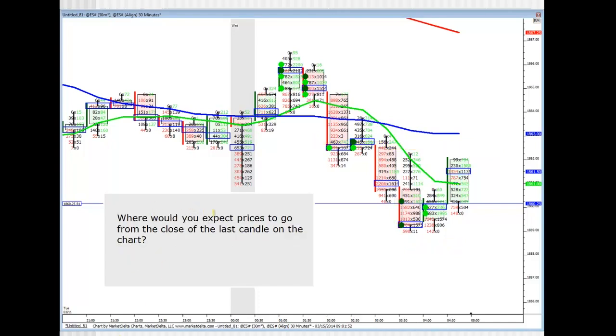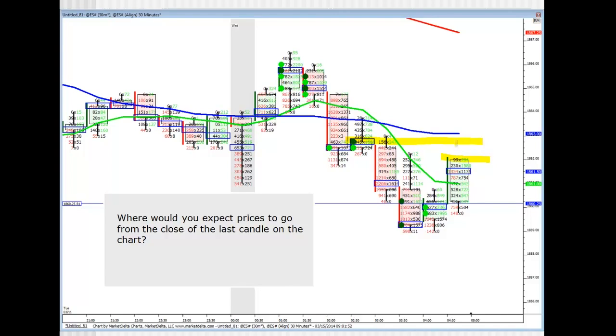Where would we expect prices to go from the close of the last candle on this chart? So we closed up here, and now the question is, where would we in fact expect prices to go? Well, we addressed the question a little bit earlier, but let's take a look at it together again. Potentially, we are coming up for a retest of this level up here. And based on what happens here, this participant certainly pushed the market lower.